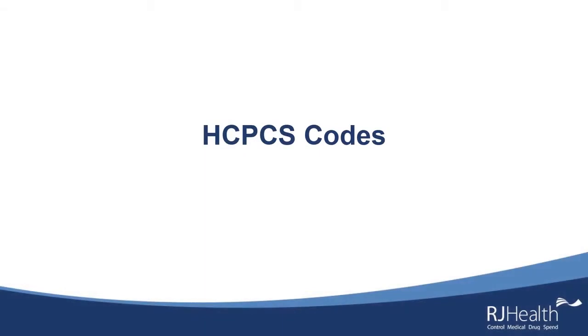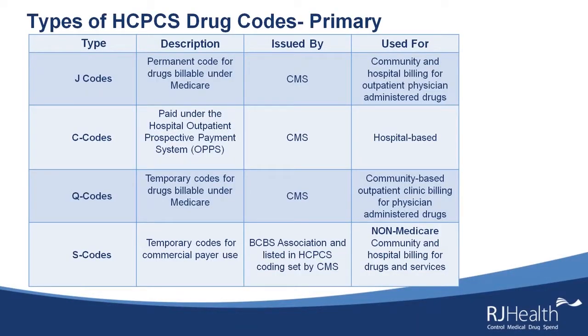So HCPCS codes, as I mentioned earlier, are created by CMS. Typically, they consist of a route of administration, usually injection, since we're dealing with medically covered pharmaceuticals, a generic product name, and then billable unit. Different types of HCPCS codes that we see for primary use are J codes. People kind of use the term HCPCS codes and J codes intermittently and interchangeably.